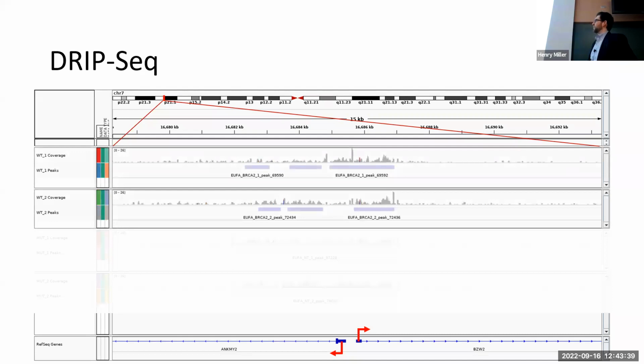So these are the first 2 samples, and we can see here the coverage. And basically, this is a histogram that shows the number of sequencing reads that align at any given point in the genome. And you can think of this like the R loop signal. And from this, we can see very clearly that there is, in fact, an R loop right here. We also see peaks, which are the discrete and normalized form of that signal.